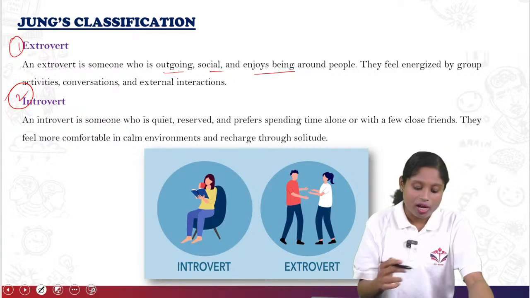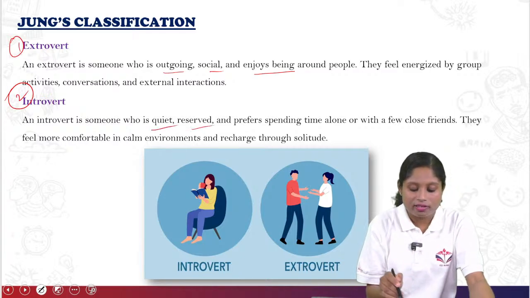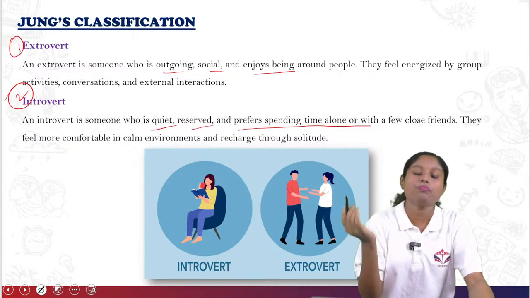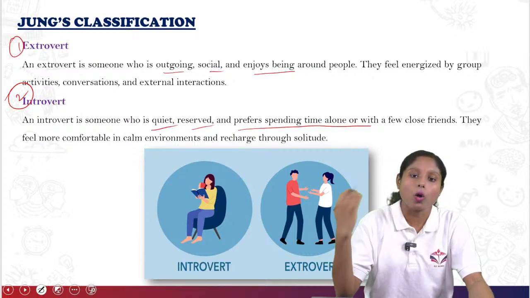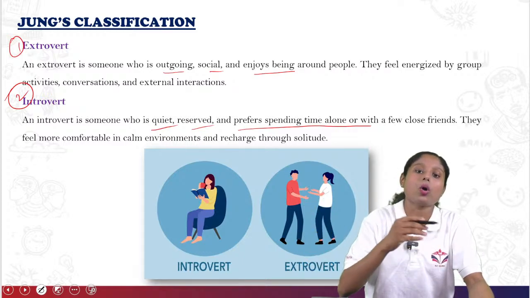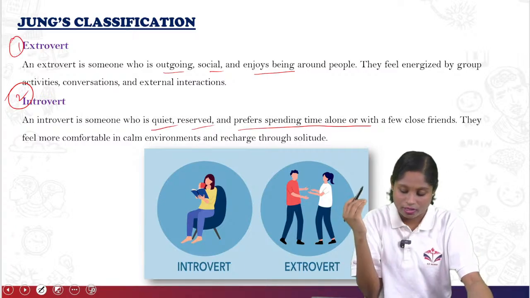Coming to introvert. An introvert is someone who is quiet, reserved and prefers spending time alone or with a few close friends. They are not ready to mingle with the whole crowd or society. They will be either alone by themselves or with a few of their close friends.